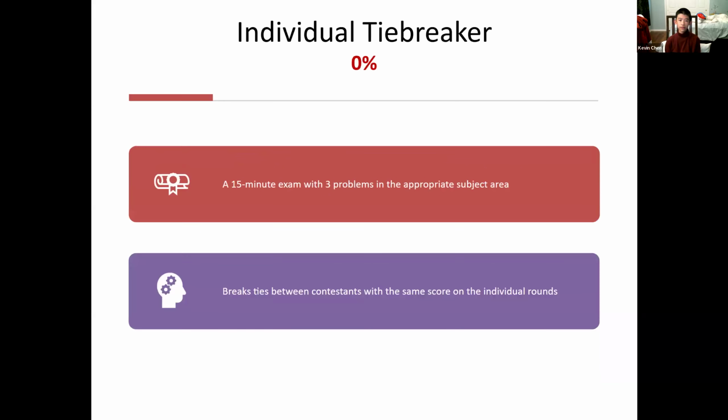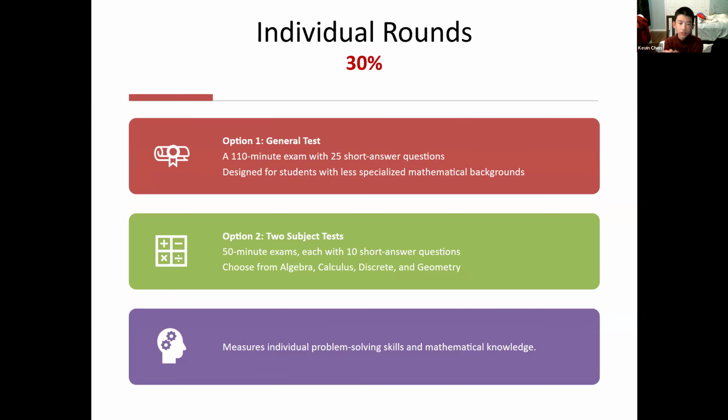And the final round after the individual round is the individual tiebreaker. That's just to break ties between contestants with the same score on the individual rounds. It's a 15-minute exam with 3 problems in the subject area. So for example, if you took the general test, which is option 1, it will give you 3 questions that can be any subject. So it could be algebra, discrete, or geometry, or algebra, calculus, geometry.